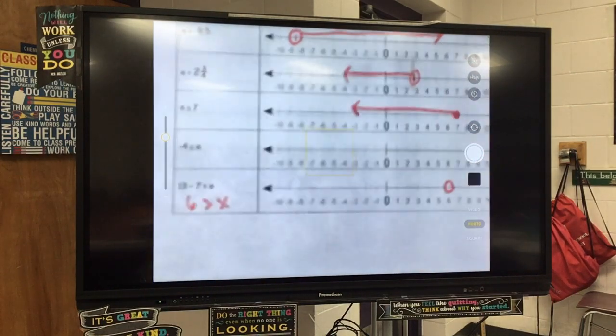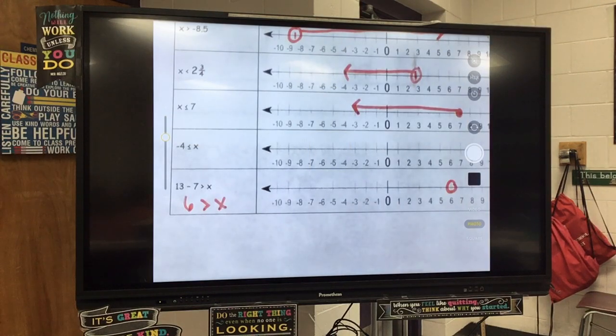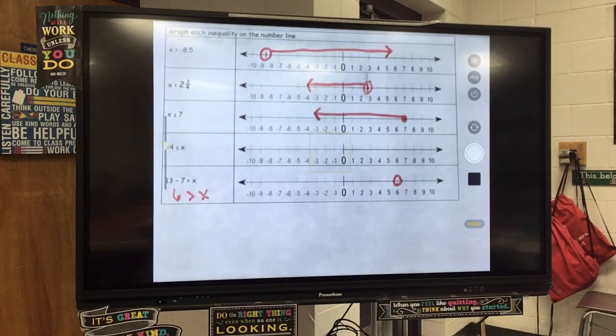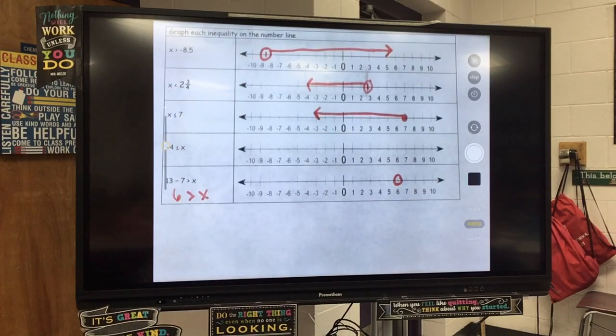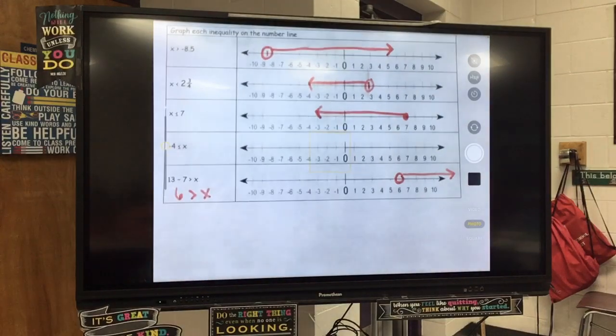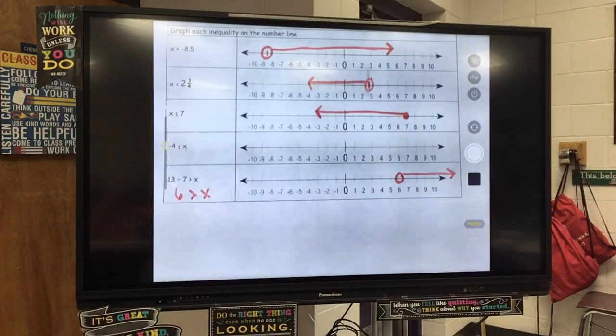Okay, but my arrow's pointing to the right. But if you do it the way the arrow is supposed to go, then it's not going to be right, because 6 is supposed to be greater than x, not x being greater than 6. So if you did this, you did not check. The reason you did not check is because, as Noah just said, the inequality says 6 is greater than x. If I draw my arrow to the right, I'm saying that 6 is greater than 7.